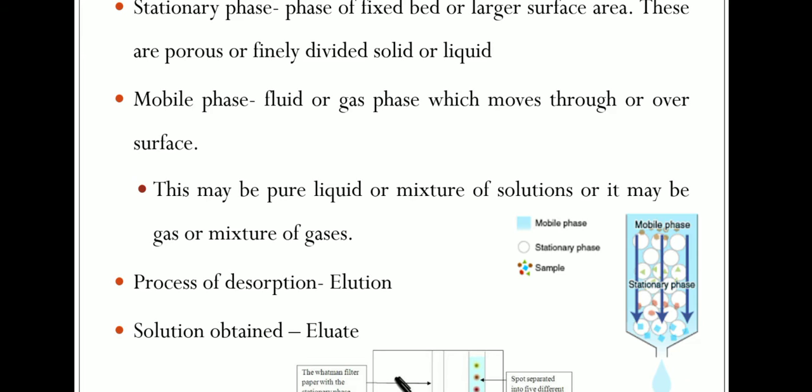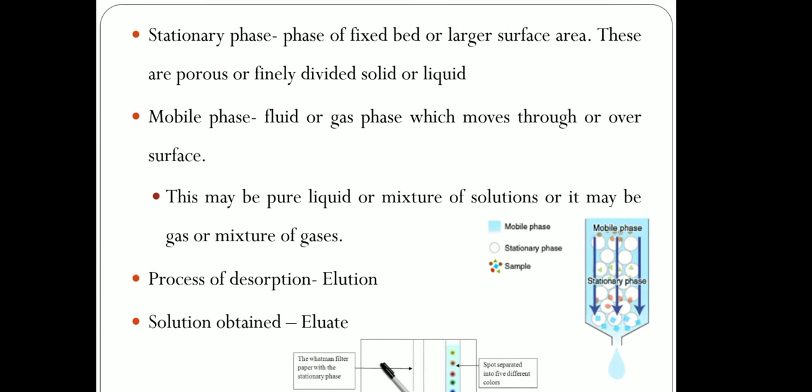And the process of desorption is known as elution, and the solution obtained is called the eluate. These are the common terms used in this chromatography technique. Elution, we have to elute the substance. So the process of desorption, separation and elution, and the solution obtained by this elution technique is known as eluate. So these are the common terms used in paper chromatography: stationary phase, mobile phase, elution, eluate, etc.